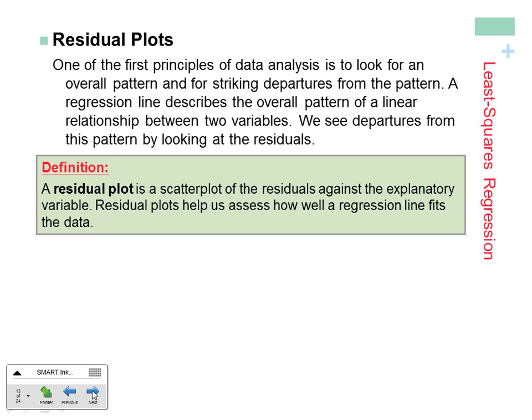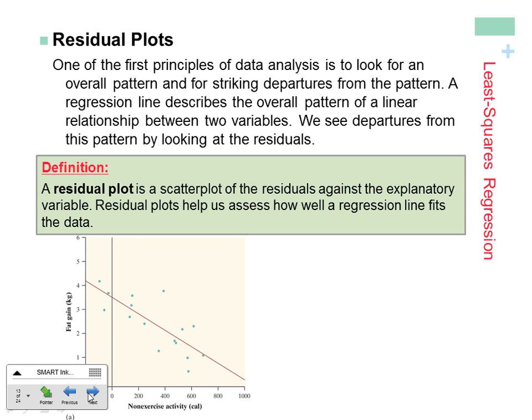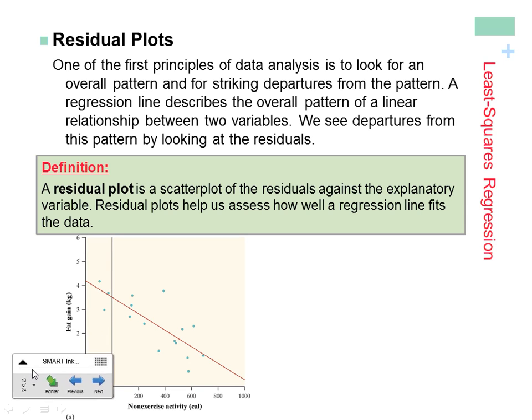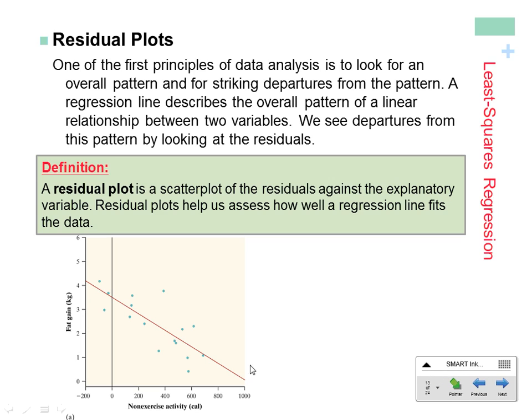A residual plot is a scatter plot of the residuals against the explanatory variable. Residual plots help us to assess how well a regression line fits the data. Following the notes, here is the line we've been working with, non-exercise activity and fat gain.